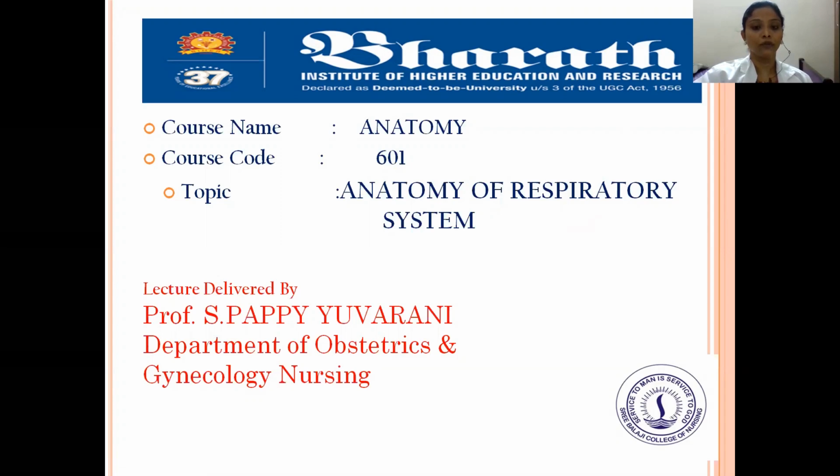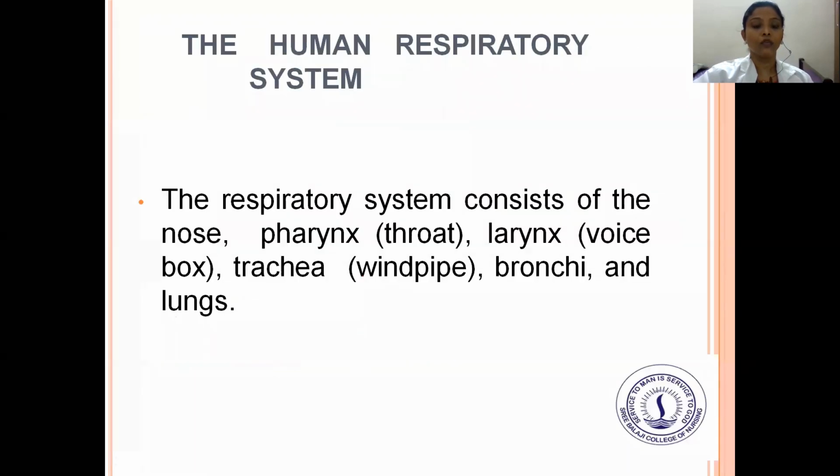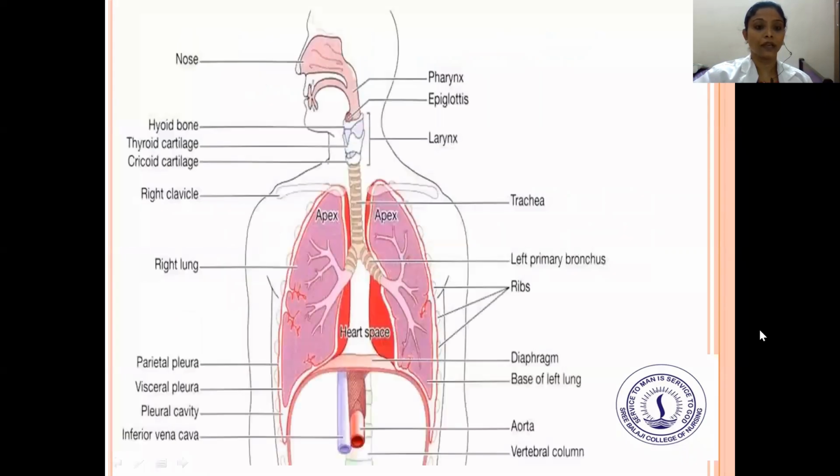Today, I'm going to talk about the respiratory system, the anatomy of the respiratory system. The human respiratory system consists of the nose, pharynx, throat, trachea, bronchi, and lungs.